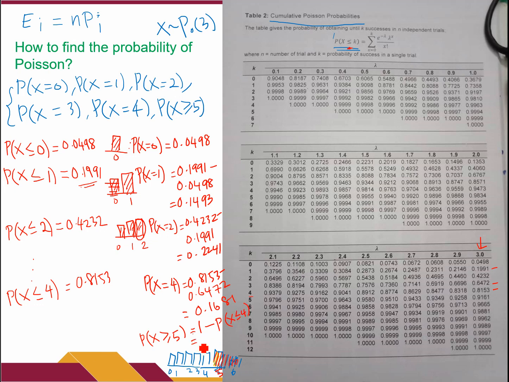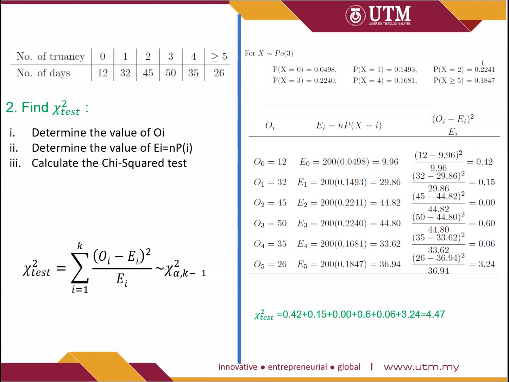So 1 minus P(X ≤ 4) is 0.8153, and then you will get the answer 0.1847. Okay, so that's how you find the Poisson probability. Make sure you know how to find not only Poisson, you also need to know how to find the probability for normal and also binomial probability.